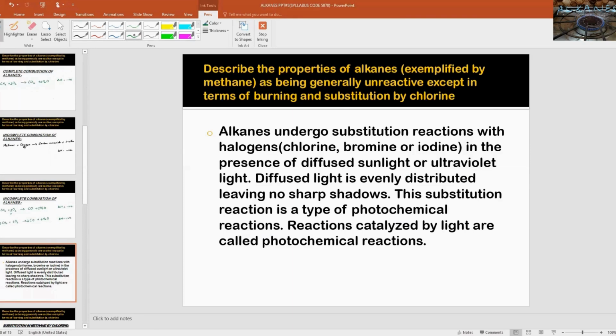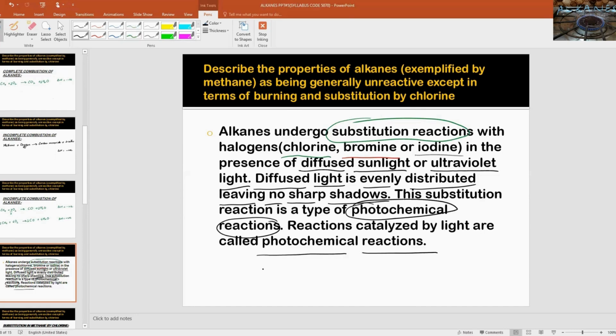Alkanes undergo substitution reactions with halogens. We have chlorine, bromine, or iodine, in the presence of diffused sunlight or ultraviolet light. Diffused light is evenly distributed, leaving no sharp shadows. This substitution reaction is a type of photochemical reaction. Reactions that are catalyzed by light are called photochemical reactions.